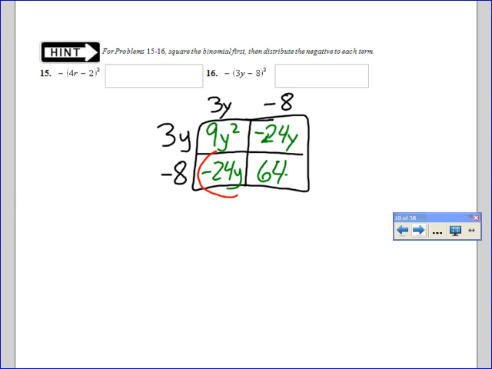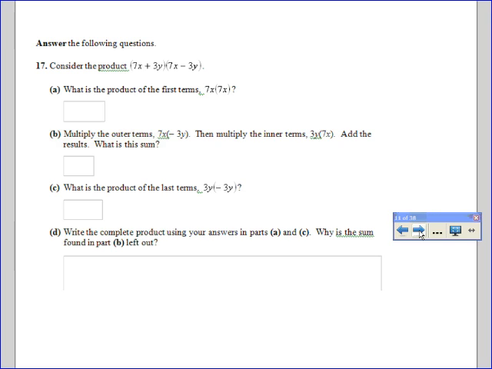So then you combine these two, and you're going to get 9y squared minus 48y plus 64. And that's the answer. Moving right along to number 18.